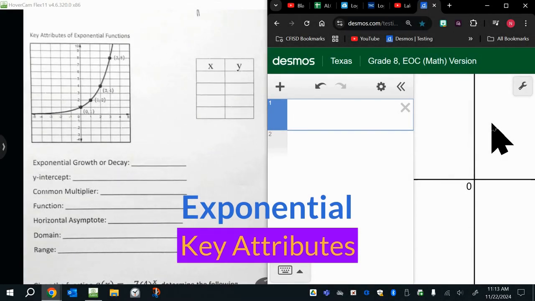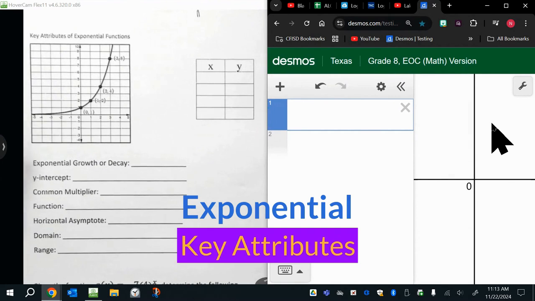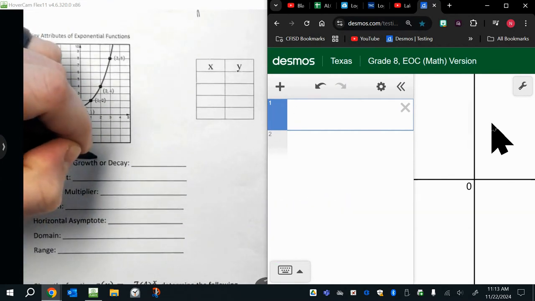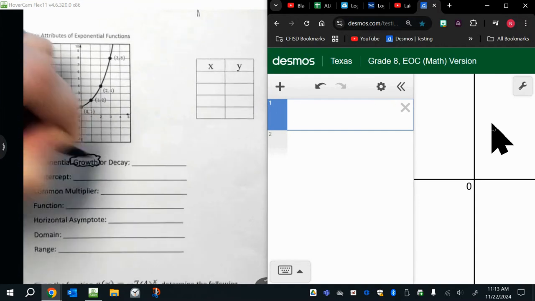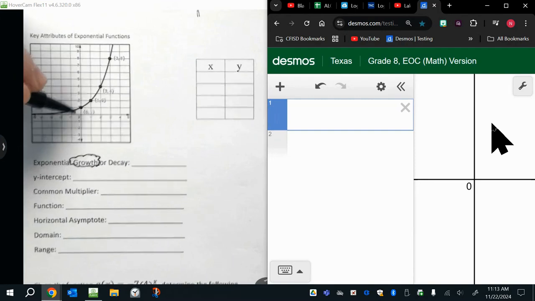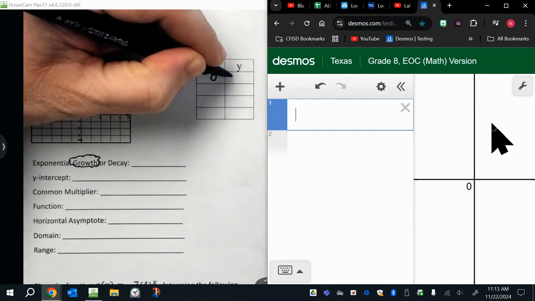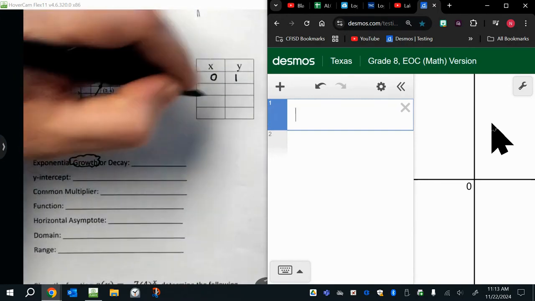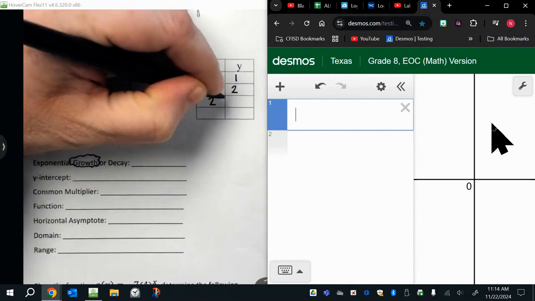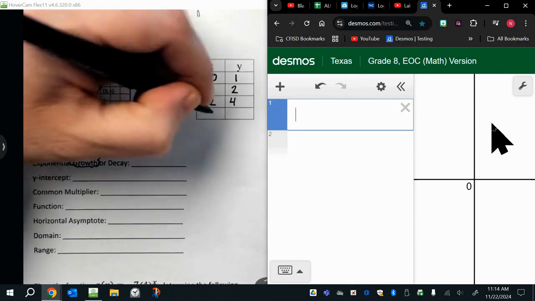Let's take a look. Is this function going to be growing or decaying? Well, as you go from left to right, it is going up, so this is what we would call growth. All right, and we'll go ahead and label these points. We have 0, 1, we have 1, 2, we have 2, 4, and we have 3, 8.